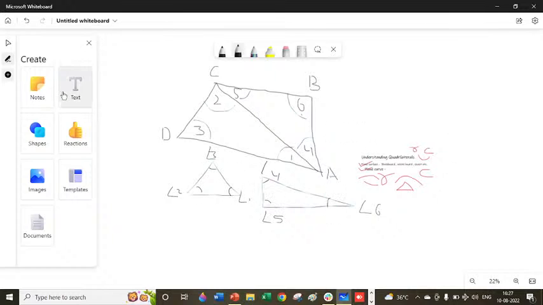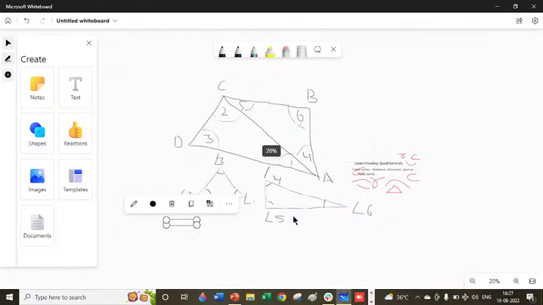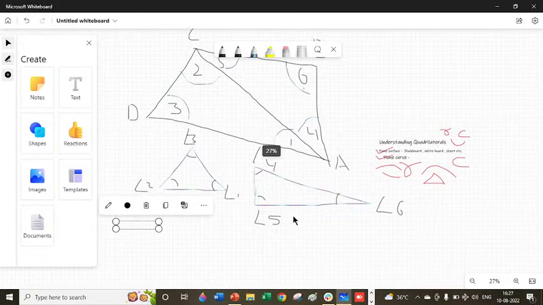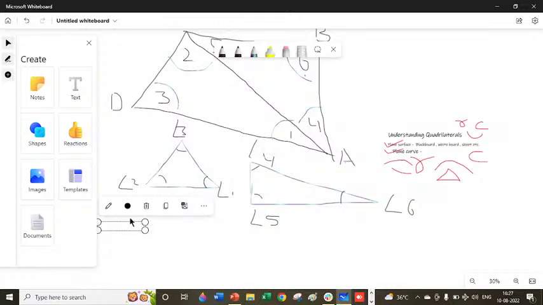Now let's move. As you can see, in the first triangle, angle 1 plus angle 2 plus angle 3. So you know the sum of the angles of a triangle is 180 degrees. So we are just going to write that. And let's move to the second triangle.